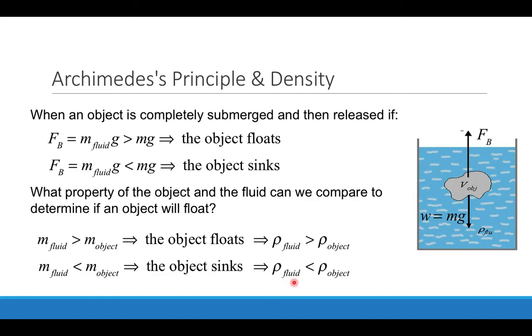And if the density of the fluid is less than the density of the object, then the object is going to sink. Or another way to often say this is what we learned very early on in our education. If an object is less dense than the fluid, then it will float. And if an object is more dense than the fluid, then it will sink. But it's all based on Archimedes' principle and this idea that the buoyant force is equal to the weight of the fluid that's displaced.